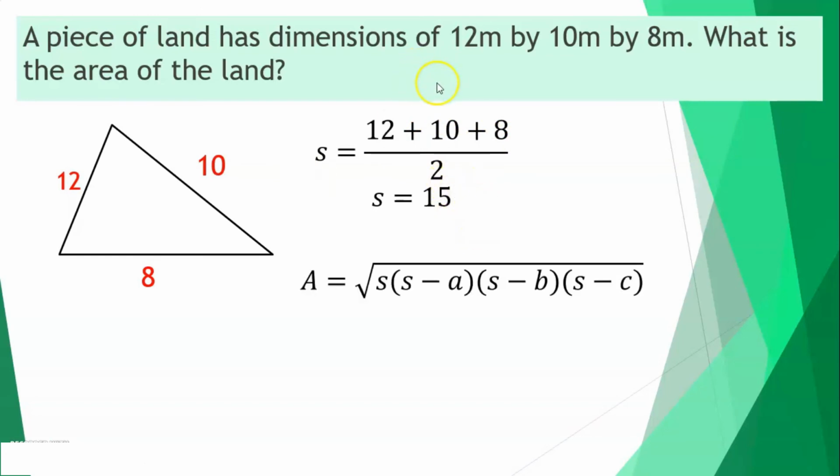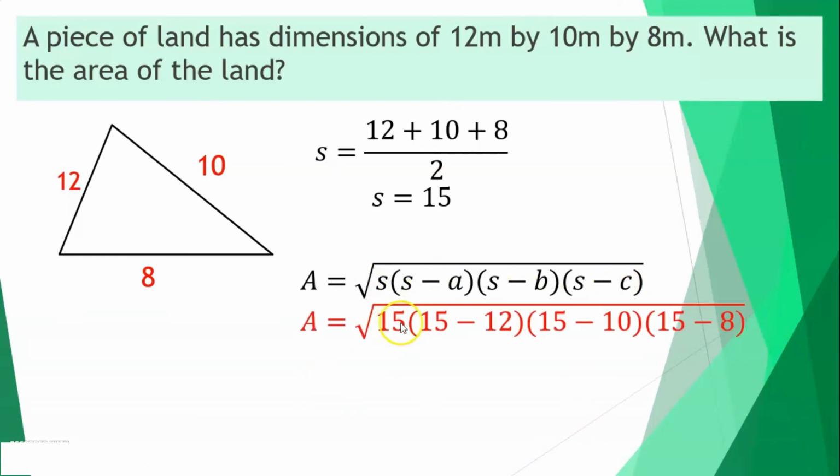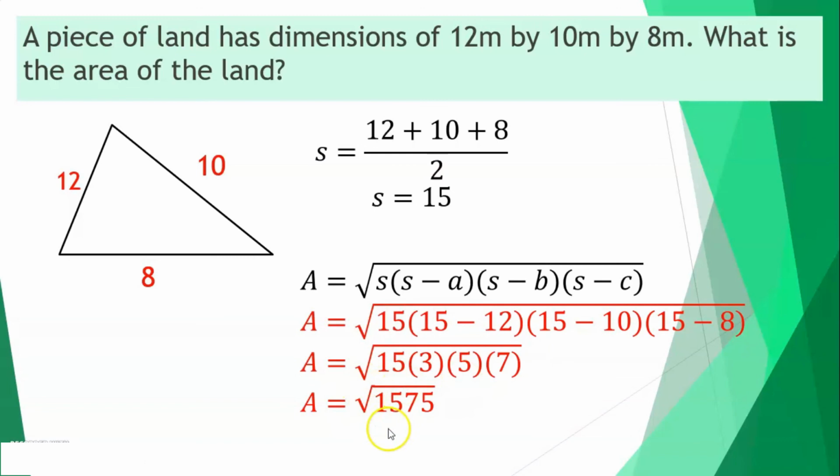So solving for the area, making use of Heron's formula, so substitute, that would be 15, 15 minus 12, 15 minus 10, and 15 minus 8. So simplifying, this would be 15 times 3 times 5 times 7. So that would be the square root of 1,775. Get its root. So the area of this land is 39.67 square meters.